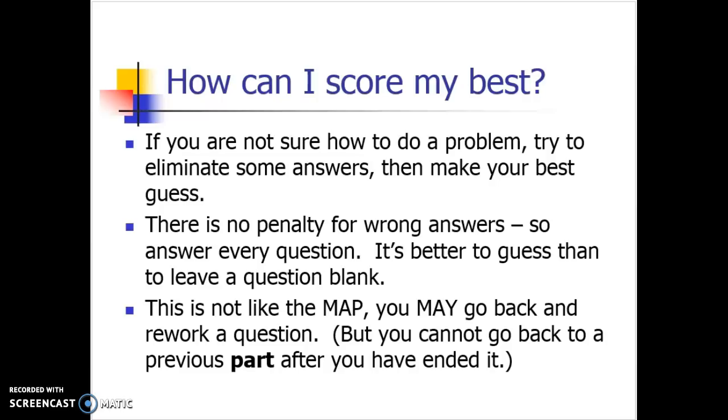If you're not sure how to do a problem, try to eliminate some answers, then make your best guess. There is no penalty for wrong answers, so answer every question. It's better to guess than to leave a question blank. This is not like the map. You may go back and rework a question, but you cannot go back to a previous part after you have ended it.